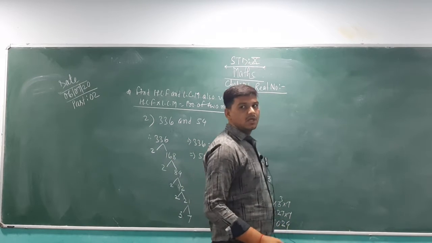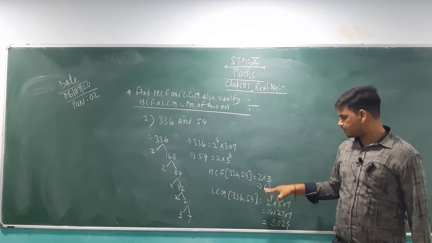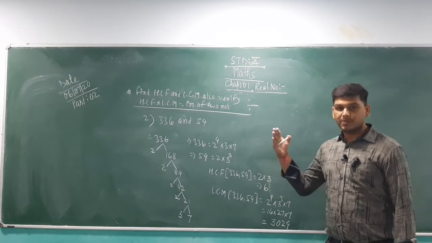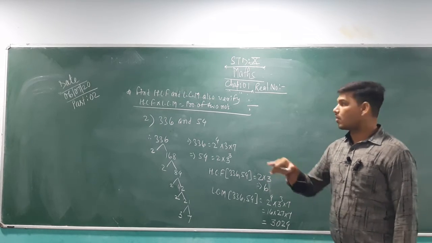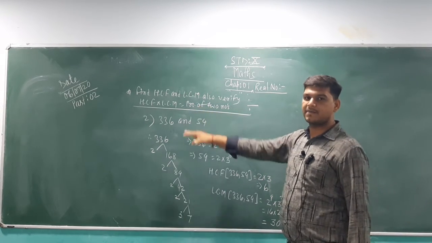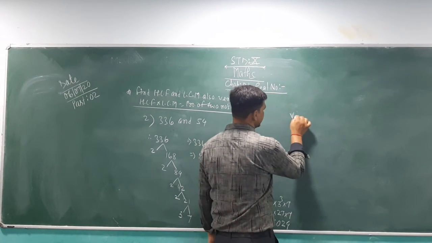So we get the LCM is 3024 and the HCF is 6. By using this method of prime factorization, you can find the HCF and LCM. Now we also have to verify the numbers, that they are the same as a part of the product. So how can we use the verification?